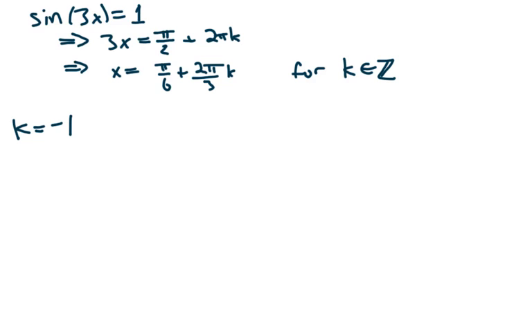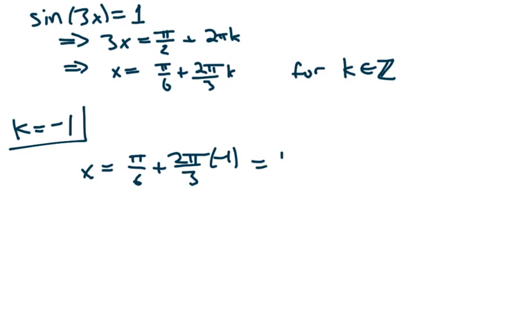Negative 1. What happens when k is equal to negative 1? This is x equals pi over 6 plus 2 pi over 3 times negative 1. Well, multiplying this by negative 1 is just going to make it negative, right? So pi over 6 minus 2 pi over 3.